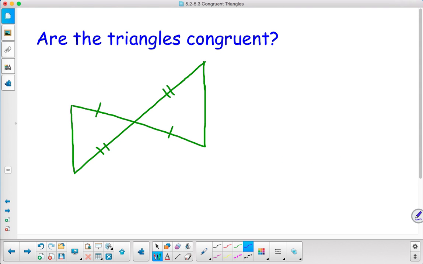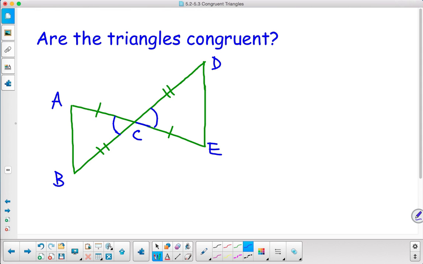Another example. Looks like I forgot to label this one. Okay, they're not really hooked together that it's confusing, so I think we can just leave the diagram the way it is. Is there anything you can come up with besides the tick marks that are there? One thing that we can support is these two angles are congruent. Why? Vertical angle theorem. Vertical angles are congruent.